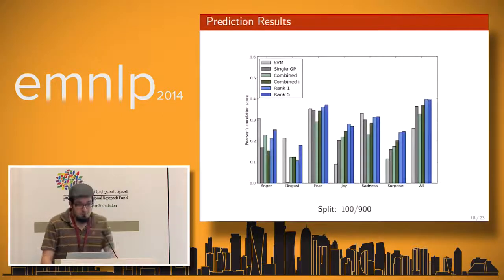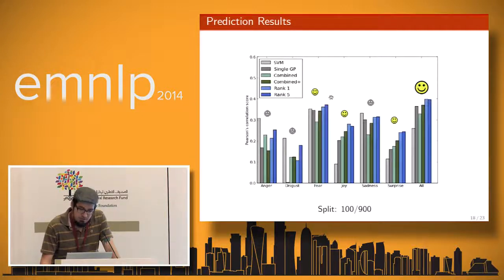For prediction results, we use a set of baselines. The gray ones are single task baselines: light gray is SVM, and dark gray is single task Gaussian process. The green baselines are multitask models from previous work, which are not able to model negative covariance. And the blue ones are the ones we propose in this work. If you consider all the emotions, we pretty much beat the baselines. And if you consider each emotion separately, we managed to beat the baselines on 3 of them. But for the other 3, we didn't beat the SVM baseline.